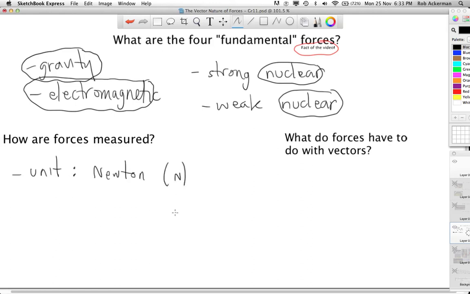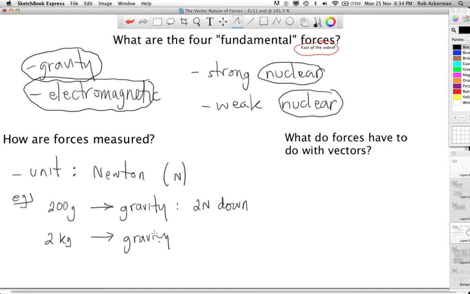The symbol is N. So for example, pick up your smartphone if you have one right now. If you pick up your smartphone which maybe has a mass of, I don't know, maybe it's something like 200 grams. What is the force acting on this, the force of gravity? Well, it's approximately 2 newtons of force in the downward direction. Pick up your textbook. Your physics textbook might have a mass of 2 kilograms, roughly 10 times your smartphone. Gravity once again pulls down on that with a force of approximately 20 newtons.